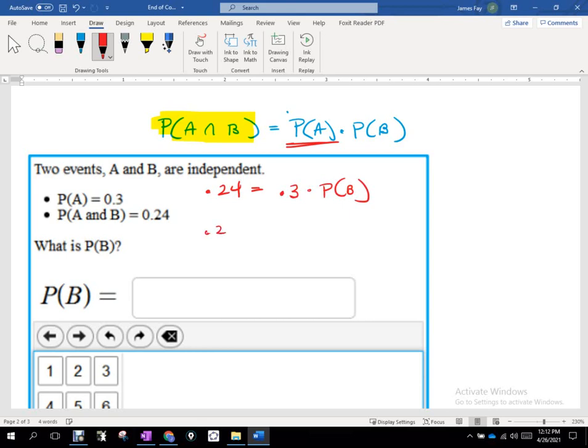So I can take 0.24 divided by 0.3, and that gives me the probability of event B. What's 24 divided by 3? 8. So 0.8 would be the probability of B that they're looking for there. Does that kind of make sense? Okay.